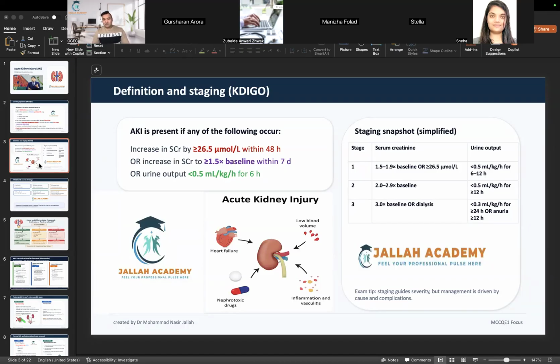Then the staging: stage 1, stage 2, or stage 3. You have the findings that you need to memorize. For example, if it is more than 26.5, again, we did discuss this. And also if it is 2 to 2.9, or, the most important part is right here, if it is 3 or above, or dialysis. For acute kidney injury, we will discuss it in detail in the next slide.